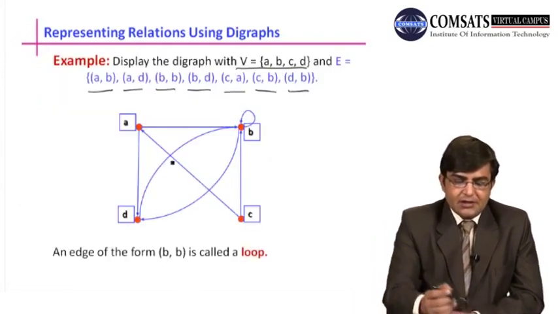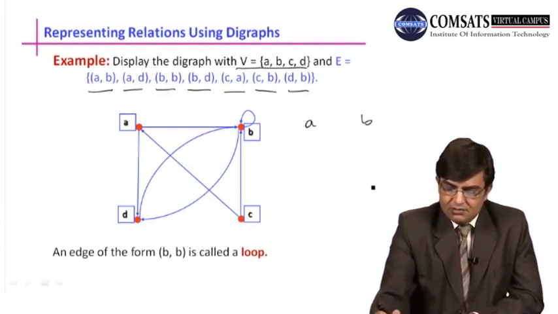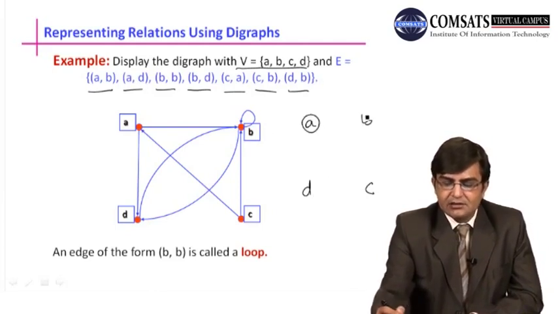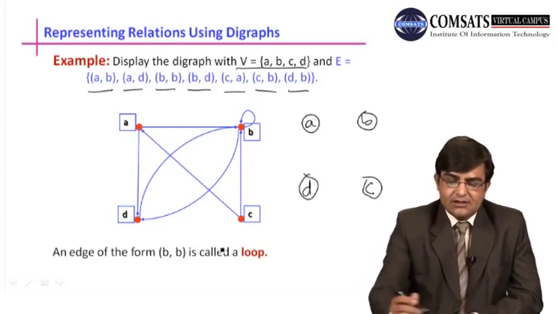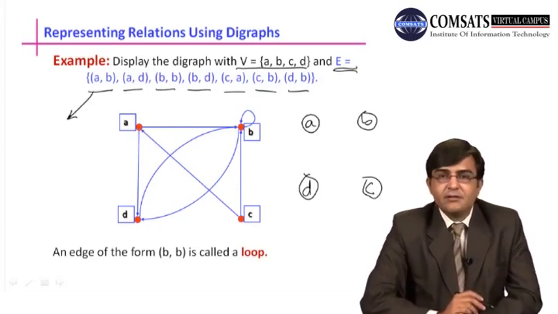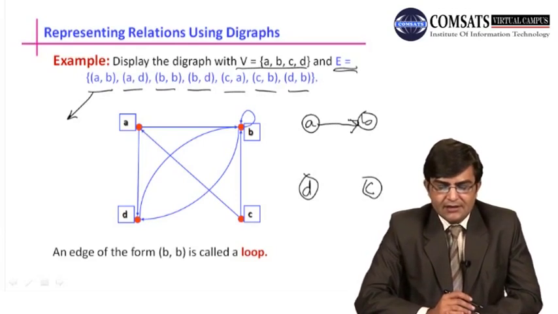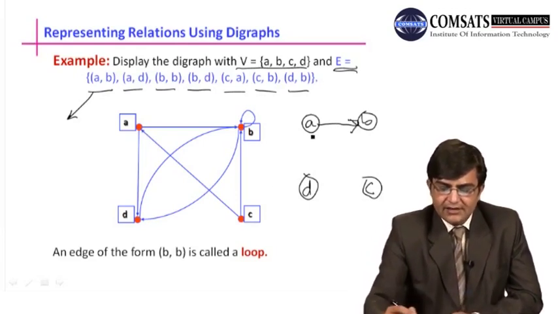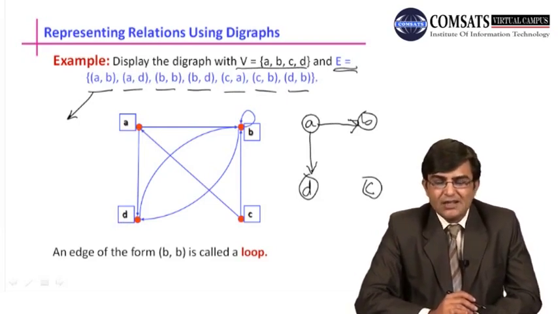Now how to construct this digraph? First of all, we write elements A, B, C and D in circles. Now we see what is the relation E. A is related to B, the first ordered pair. So we draw an arrow from A to B whose direction is from A to B. Now A is related to D, which means we draw a line or an arrow from A to D, just like here we have drawn. B is related to B.